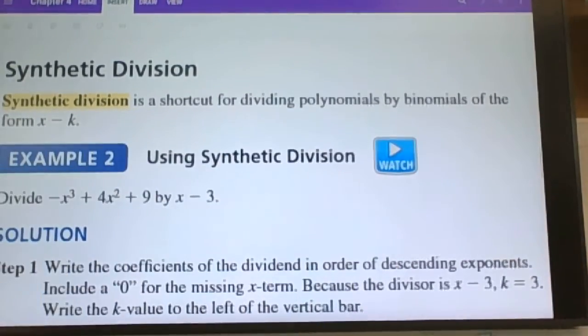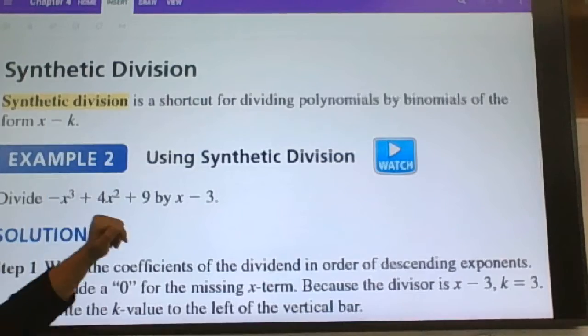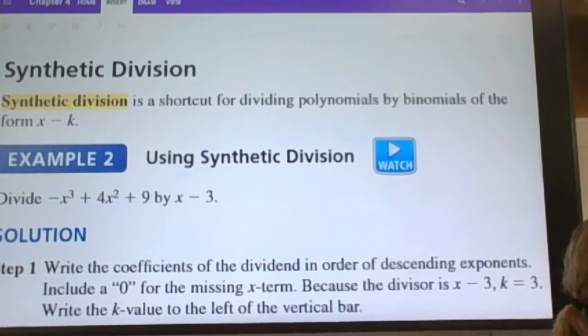All right, so synthetic division is a shortcut for dividing polynomials by binomials. But there's some rules, like you can't do this for any long division problem. Very specifically, you can only do it if you're dividing by a binomial, a two-term problem. Like, so Bellwork, I specifically picked this divisor. It's called a trinomial. It has 3 terms. So this must be done using long division. The shortcut will only work for a short divisor.